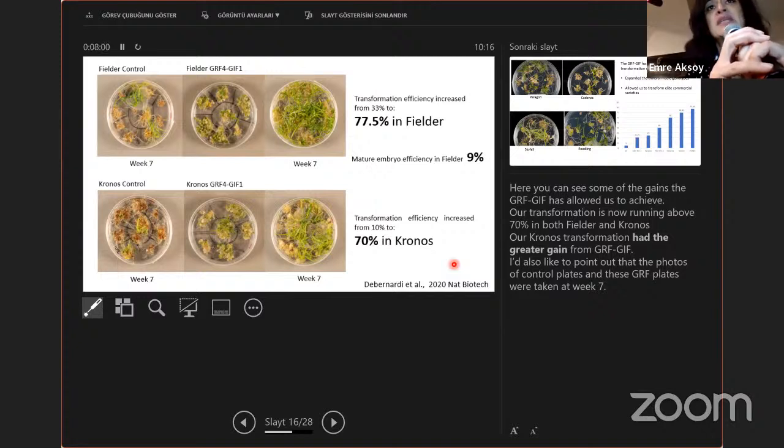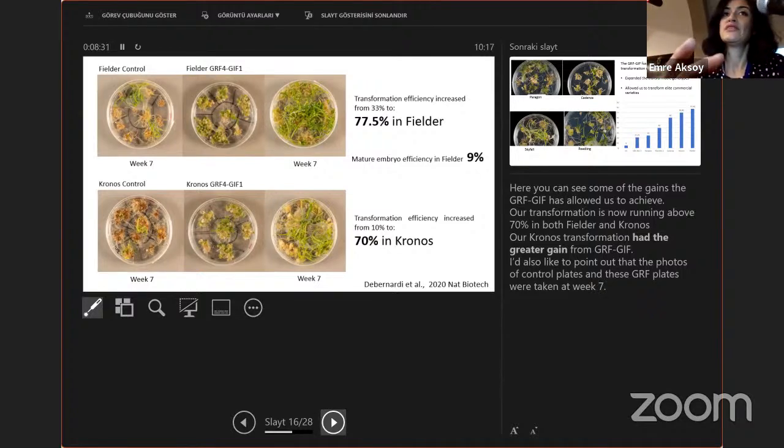We can transform mature embryos. I just tried it, so we don't need to grow plant material in CERs or the glasshouse. We just pick it up from the shelf and transform it. It was my first try, and the efficiency was 9%. Also, we now know that we can transform cyclic yeast as well, which is why I asked Gözde this question. And this is our control plate, and you can see at week 7 the plant transformed with GRF.